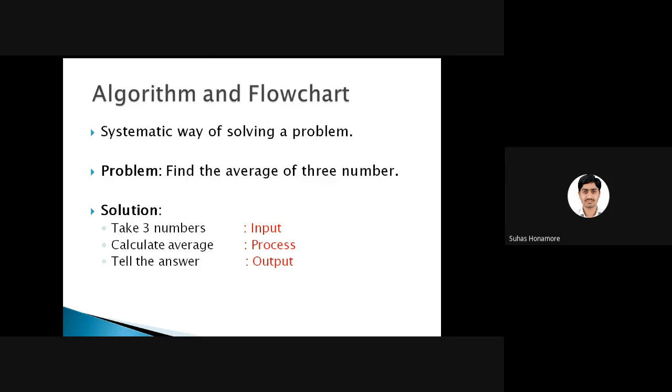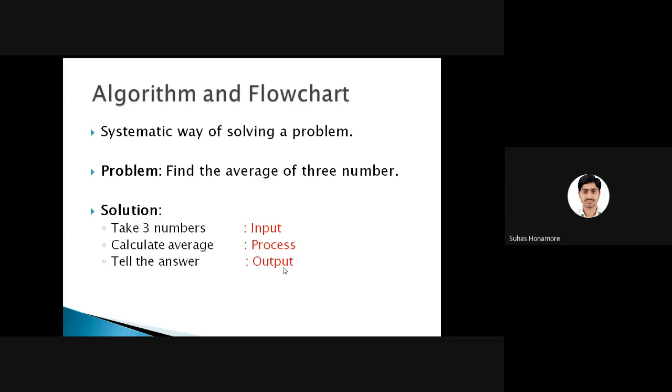Normally, in a solution, what will be there? Always three things will be there: input, process, and output. Any kind of problem you take, three things will be there. Input is nothing but the things you require, that you will gather. Process means whatever calculation you are doing. Output is whatever result you got, that you are displaying or telling.